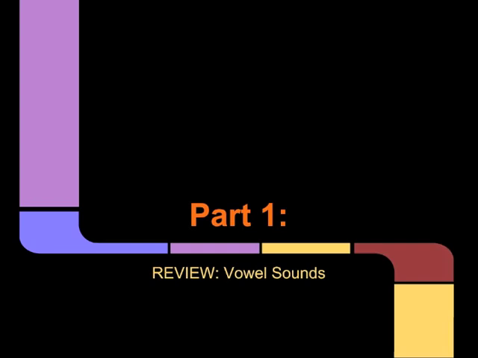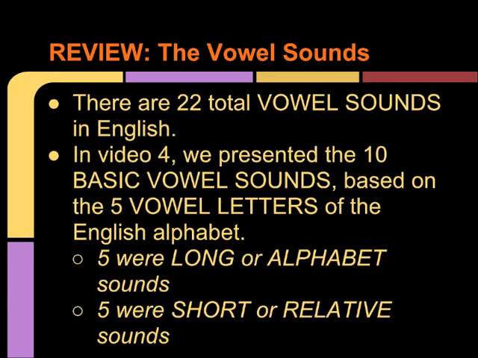Part 1. Review. Vowel sounds. There are 22 total vowel sounds in English. In Video 4, we presented the 10 basic vowel sounds, based on the 5 vowel letters of the English alphabet. 5 were long or alphabet sounds. 5 were short or relative sounds.